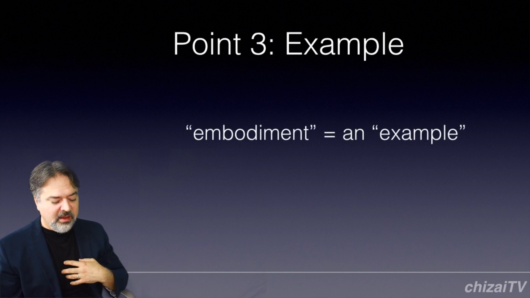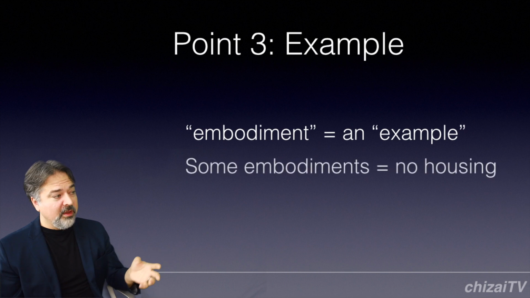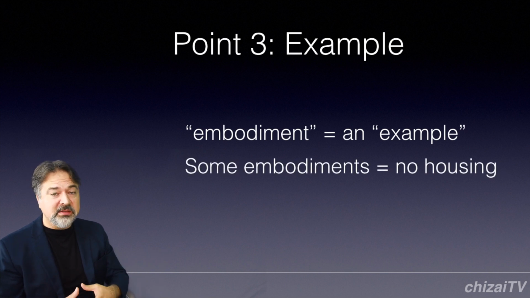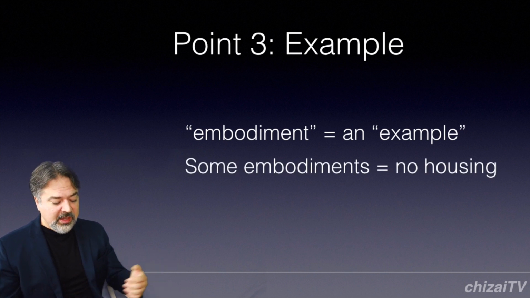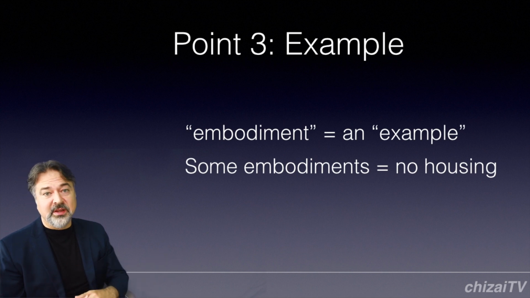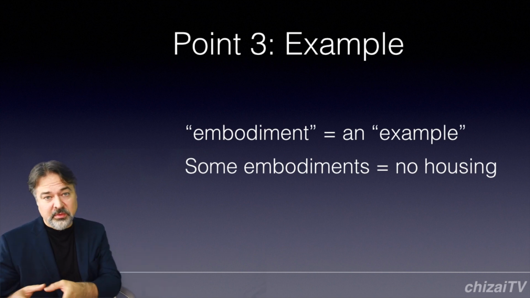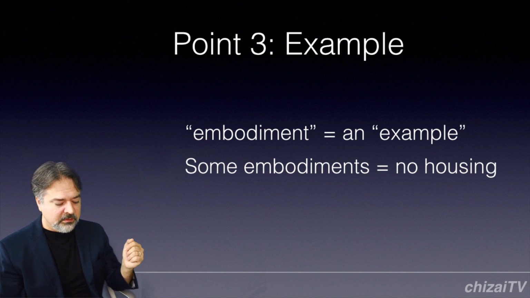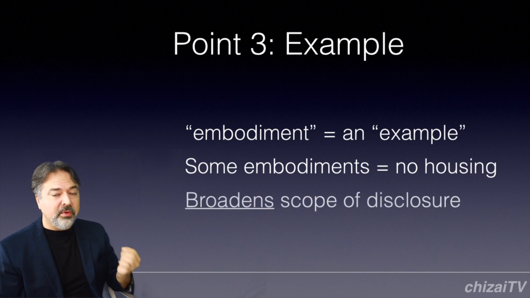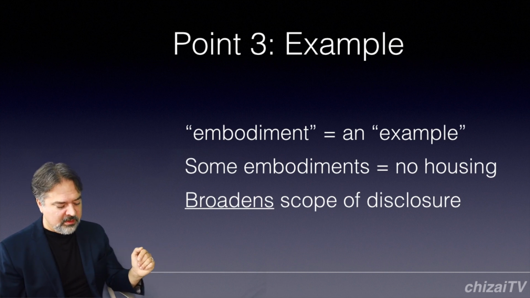So, as I said, embodiment is an example of the invention. So if you say at least one embodiment has a housing, it could be some embodiments don't have a housing, and that's okay. So now you can have claims reciting a housing and claims reciting not including a housing, and it's okay. So it can broaden the scope of your disclosure and also in turn broaden the scope of your claims, or prevent your claims from being narrowed unnecessarily.